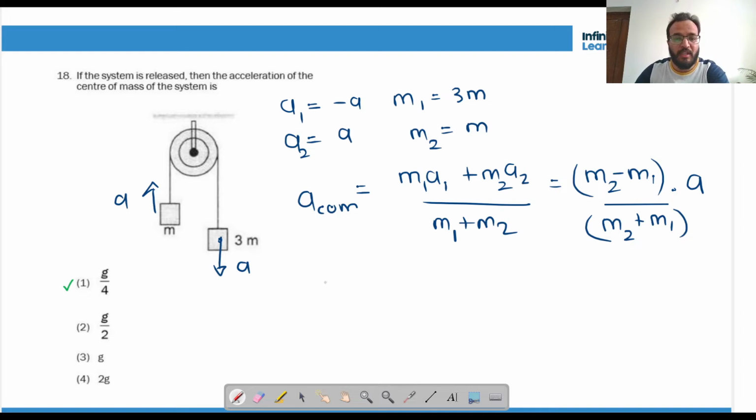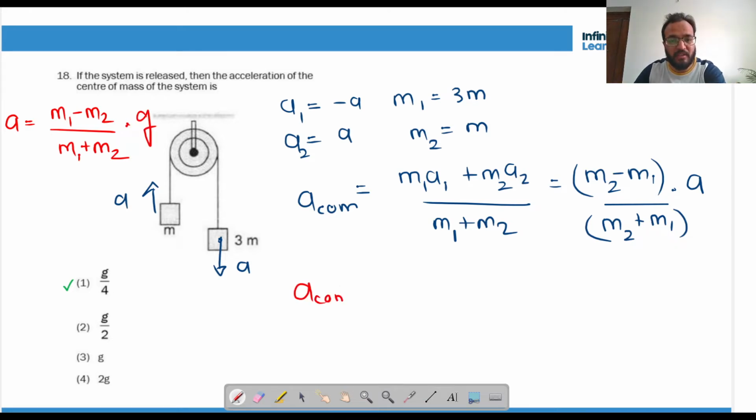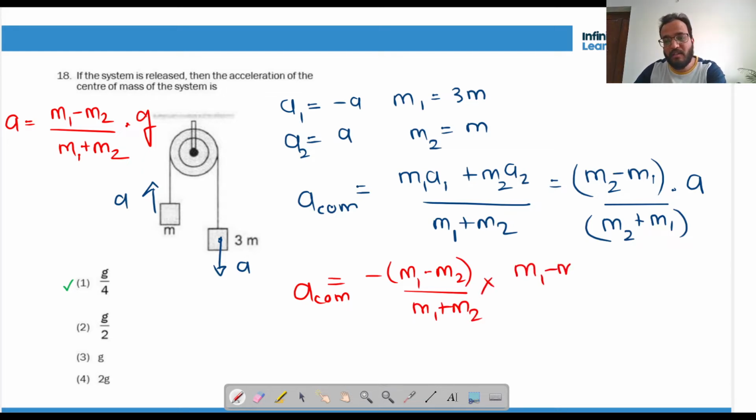This is the value. Now we know that in this system, what is the value of acceleration? Just the magnitude. So you will say, sir, (m1 minus m2) upon (m1 plus m2) into g. Do you remember the magnitude? So the acceleration of center of mass will be minus of (m1 minus m2) upon (m1 plus m2) into a, where a is (m1 minus m2) upon (m1 plus m2) into g.